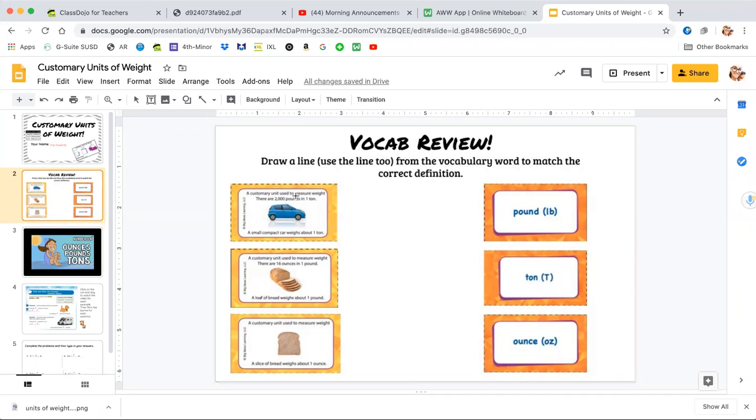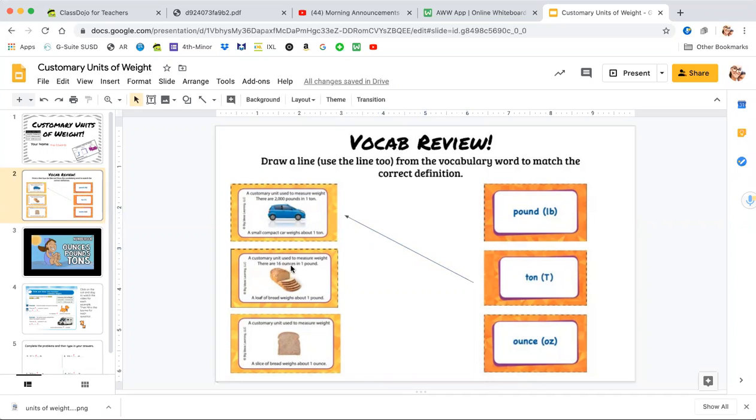So a pound. This one says a customary unit used to measure weight. There are 2,000 pounds in 1 ton. A small compact car weighs about 1 ton. So that is not a pound, that's a ton. So right away I could do ton goes to there. So I know that one.